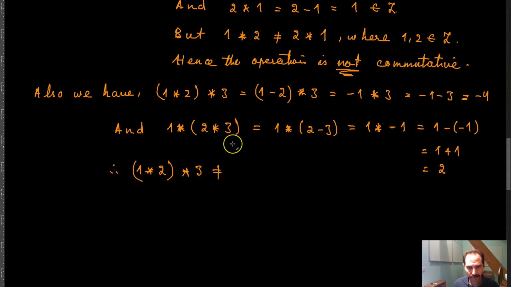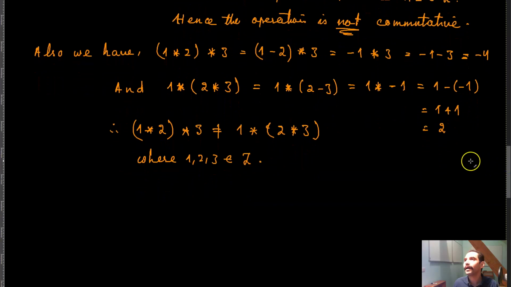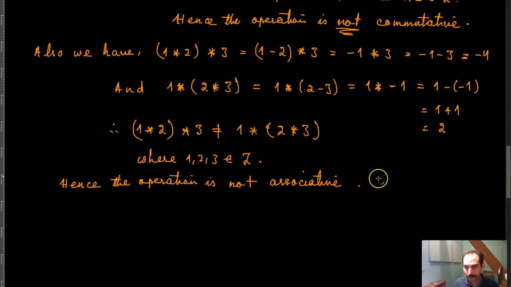So you can see that (1 star 2) star 3 is not equal to 1 star (2 star 3), where 1, 2, and 3 belong to Z. Therefore, hence the operation is not associative. Okay, so this was part 1 of this question.